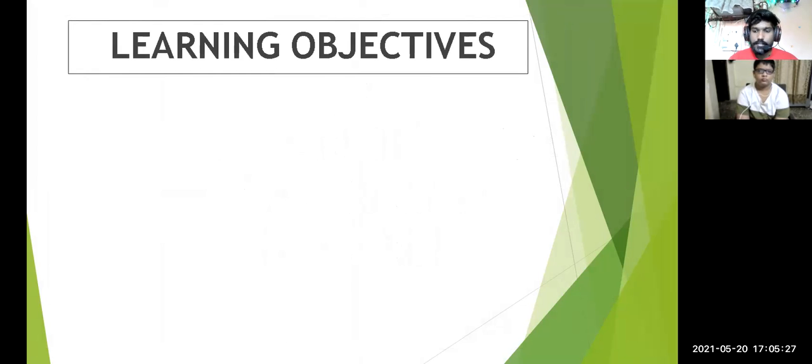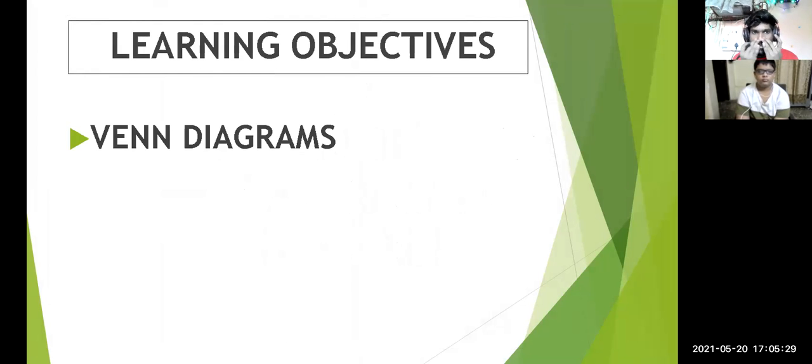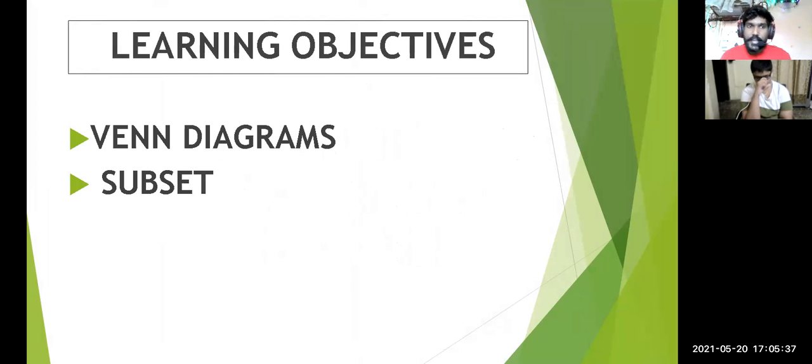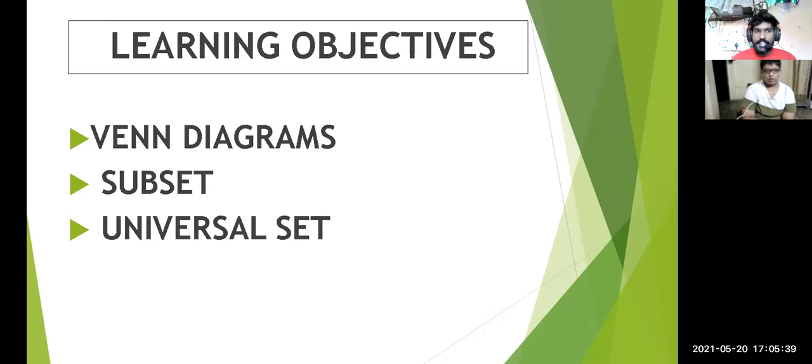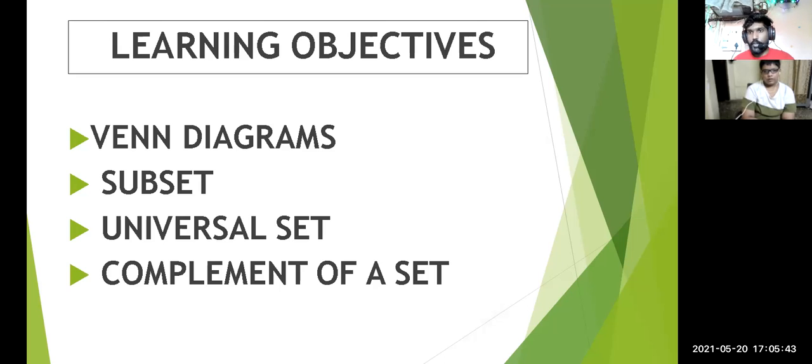Okay, so next, these are the next topics that you'll be learning. First is a Venn diagram. So we'll understand first what is a Venn diagram, how to draw it, how to read it. Then what is the meaning of subset? What is the meaning of universal set and complement of a set? So these are our next concepts that we will try to finish.